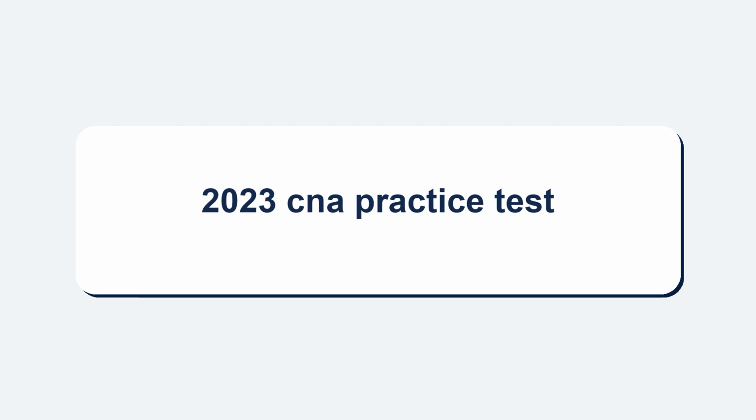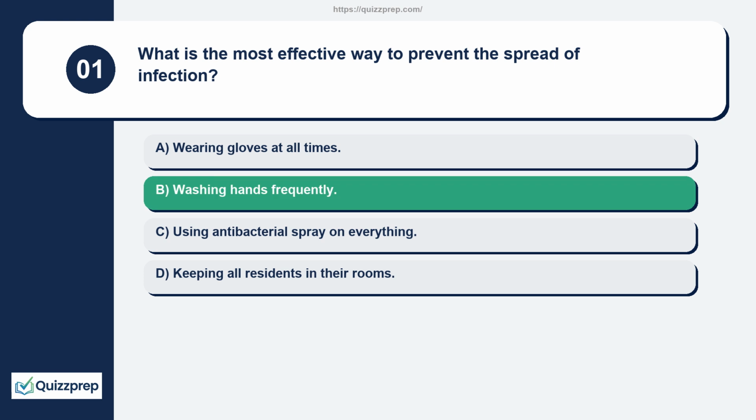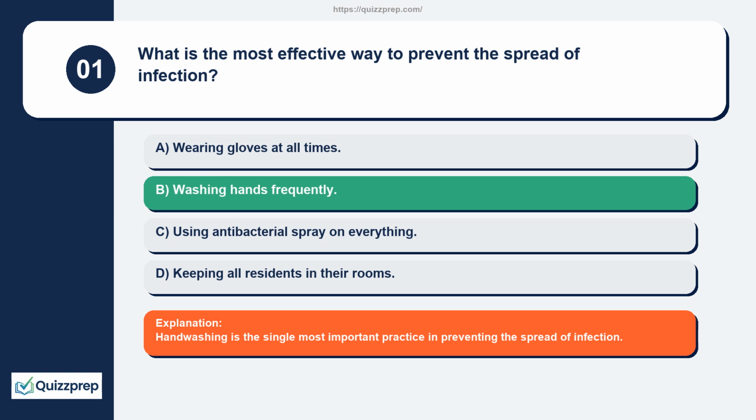2023 CNA Practice Test. Question 1. What is the most effective way to prevent the spread of infection? Wearing gloves at all times. Washing hands frequently. Using antibacterial spray on everything. Keeping all residents in their rooms. Hand washing is the single most important practice in preventing the spread of infection.